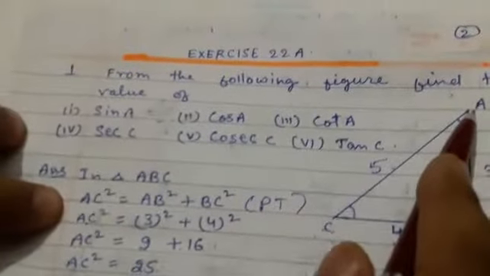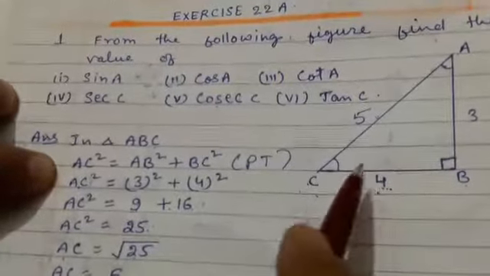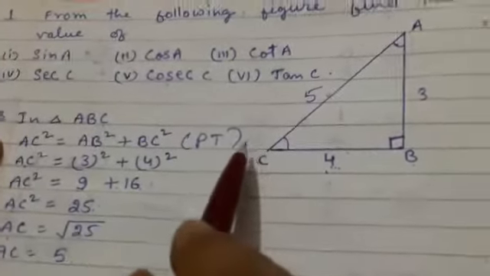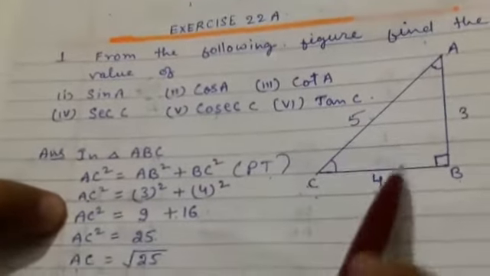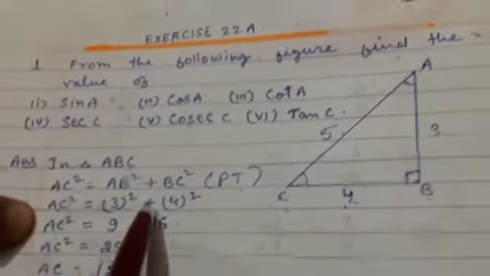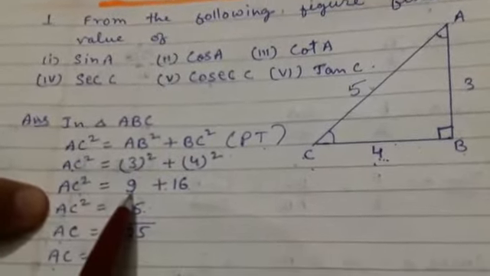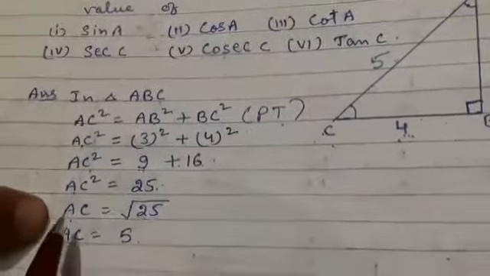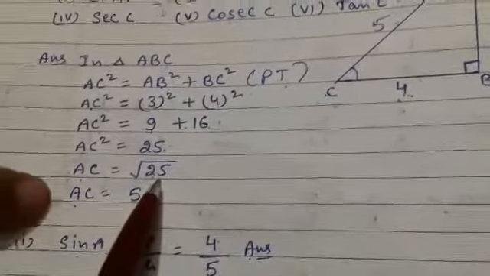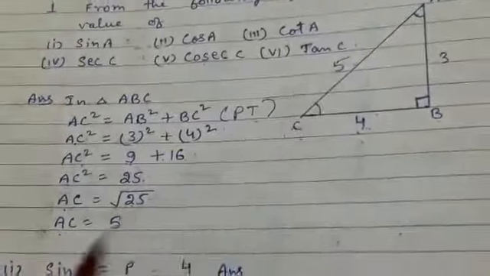As we know that hypotenuse square is equal to perpendicular square plus base square. It means AC square is equal to AB square plus BC square by Pythagoras theorem. So AC square is equal to, what is the value of AB? That is 3 square plus BC is 4, so 4 square. So AC square is equal to 3 square means 9 plus 16. So AC square is equal to 25. AC is equal to root over 25. So AC is equal to 5. Now the value of AC we got, it is 5.